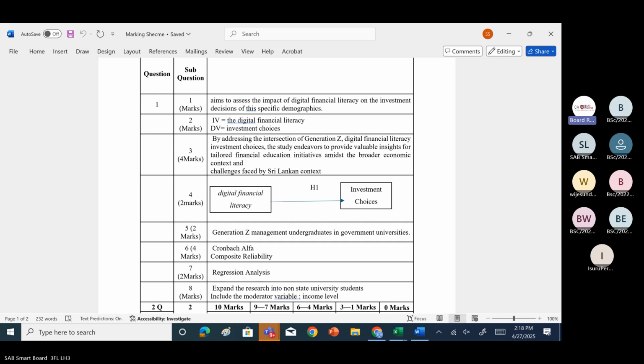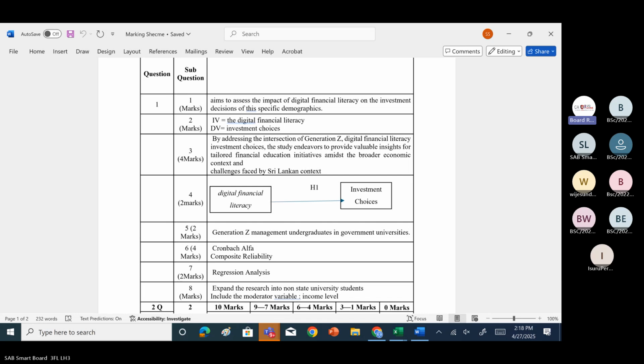If I ask to write down the hypothesis based on the conceptual framework, how can you write it down? Exactly. There is a significant impact of digital financial literacy on the investment choices. Right. Okay. 2 marks. For this one, 1 mark. For this one, 1 mark.